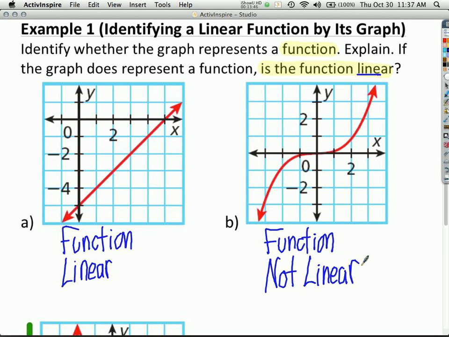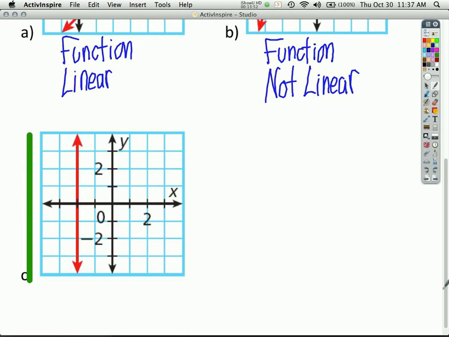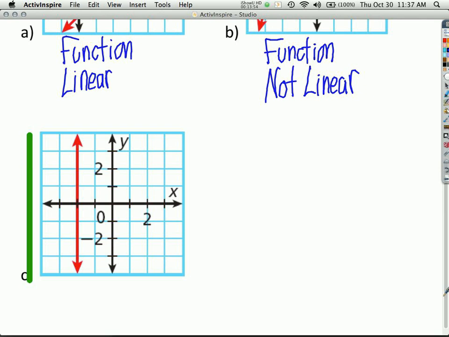So you could have a function that's linear. You could have a function that's not linear. Let's see what happens here. We used the vertical line test and we figured out that it's not a function. Now, technically, if it's not a function, you're just supposed to stop. But let's just go further anyway, and let's look. Is that linear? Give me a thumbs up if you think it's linear. Some people think it is. Some people think it's not.